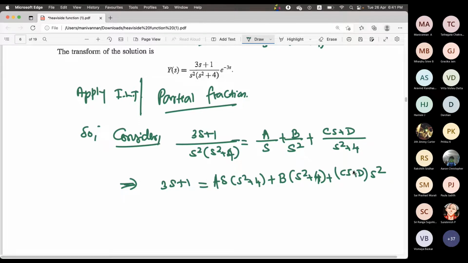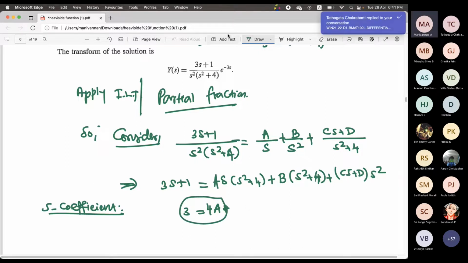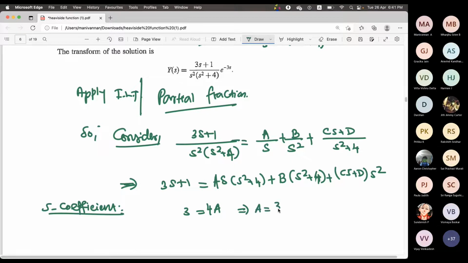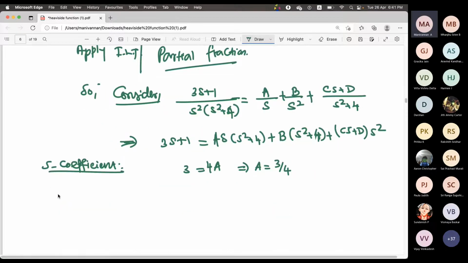Okay. Then how can we calculate this? Suppose we are going to calculate the s coefficient. Just collect the things. 3 equals 4 times A. Then here there is no plus term D, because it is Cs plus D, right? So A is 3 by 4. Then the s square coefficient.